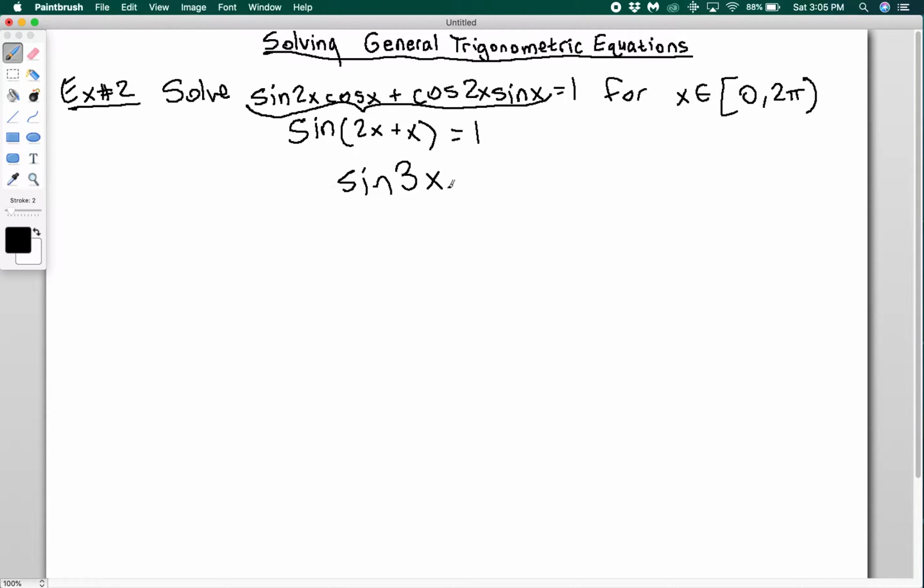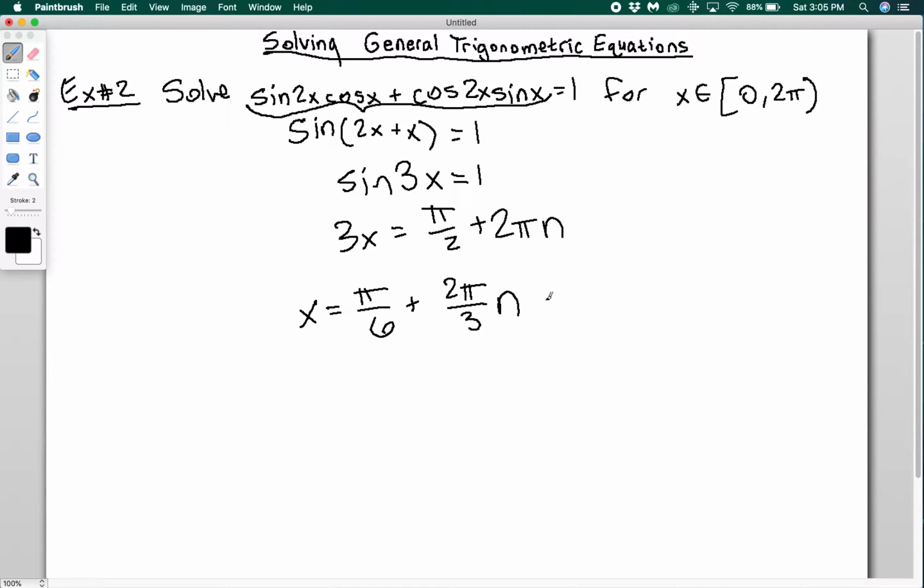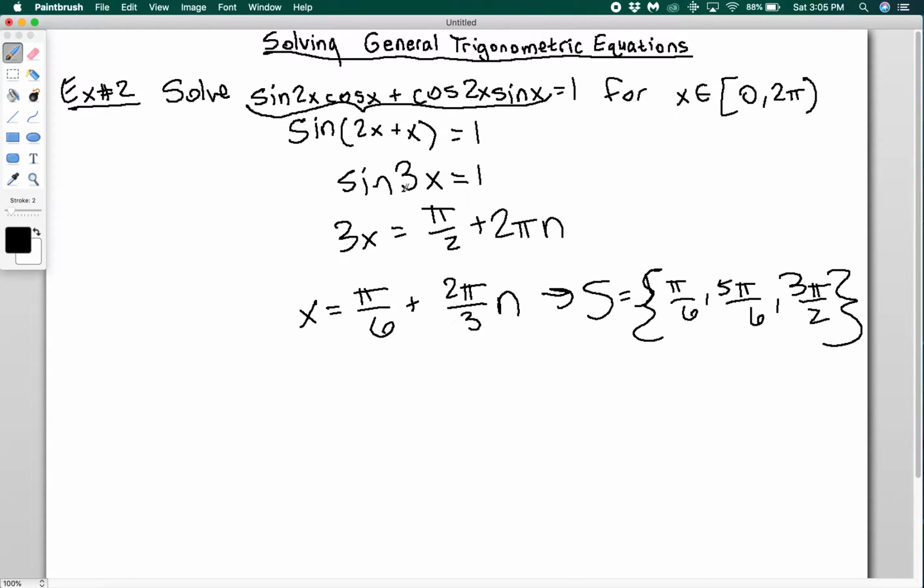Once we're here, this is trivial to solve. I just have sine 3x equals 1, and then we'll get 3x equals pi over 2 plus 2 pi n, and then x is pi over 6 plus 2 pi over 3 n. So that gives me that my solution set is going to be pi over 6, 5 pi over 6, and 3 pi over 2. Okay, so here, this was nice.